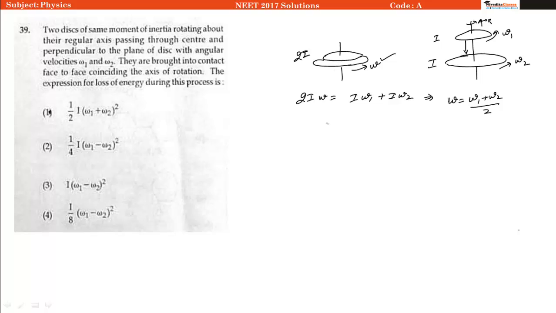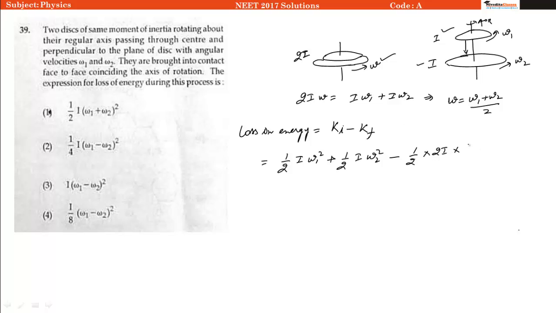Okay, so now the loss in energy can be written as initial kinetic energy minus final kinetic energy. The initial kinetic energy for disk 1 can be written as half I omega 1 square. For disk 2 it can be written as half I omega 2 square, and the final kinetic energy will be equal to half multiplied by the moment of inertia, which is 2I, multiplied by the final angular velocity, omega 1 plus omega 2 divided by 2, whole square.